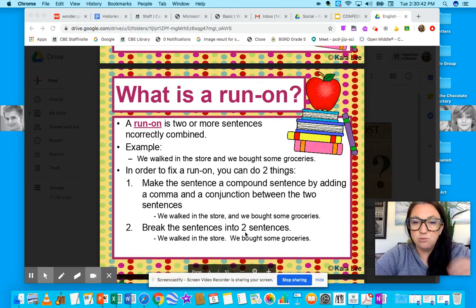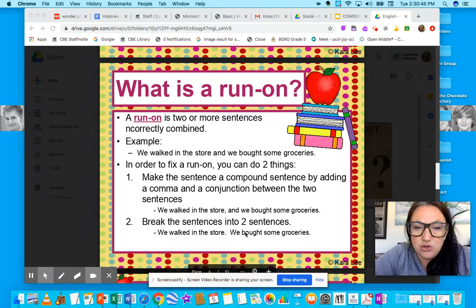So what is a run-on sentence? A run-on sentence is two or more sentences incorrectly combined. So, we walked in the store and we bought some groceries. In order to fix a run-on, you can do two things. Make the sentence a compound sentence by adding a comma and a conjunction between the two sentences. So, we walked in the store, comma, and we bought some groceries. Or you can break the sentences into two sentences. We walked in the store. We bought some groceries.